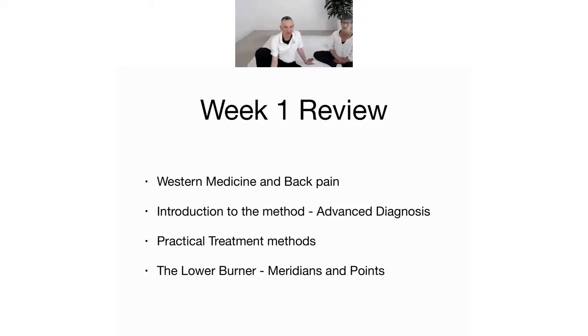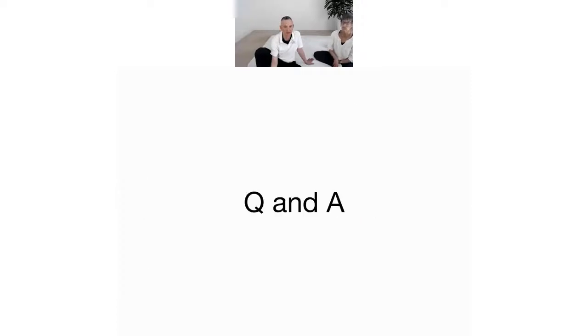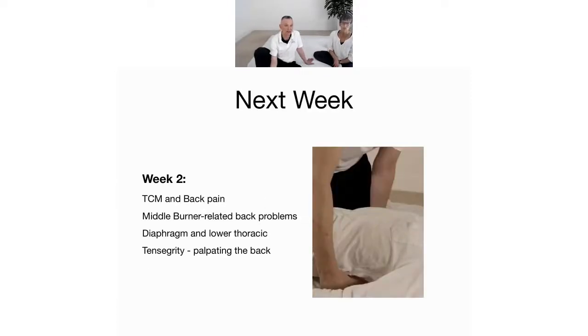Multidimensional, yeah. Okay, so we've looked at Western medicine and back pain. That was a good review, wasn't it? We've looked at the advanced diagnosis, practical treatment methods, and we've looked at lower burner. You've got the handout, so you can check out any points. We've mentioned most of the really important ones anyway. We've done the Q&A. So next week, we're going to look at TCM and back pain, middle burner back problems, diaphragm, and the lower thoracic, really important, and look at tensegrity. Oh yeah, great.